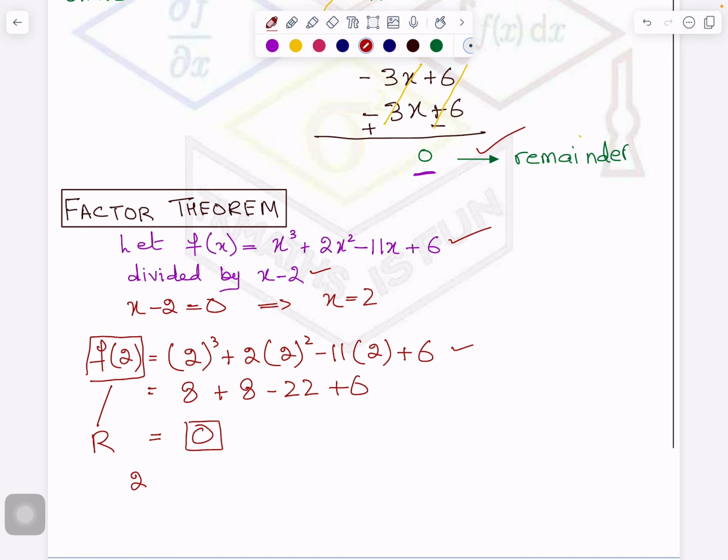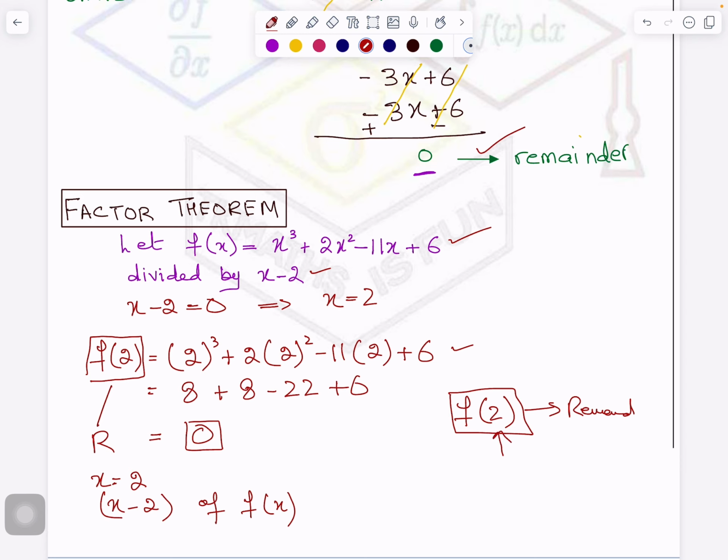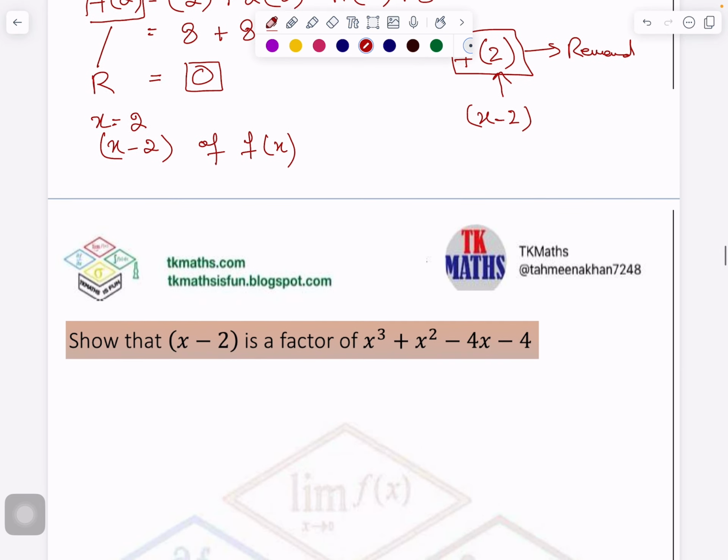Then 2 is the root, which means x minus 2 is a factor of my polynomial, which was f of x. You understood? So this whole thing, f of 2, is actually giving you the remainder. Please remember this very important thing. And in it, the value of x gives you the factor. Okay. So now let's quickly find out if this is a factor or not.